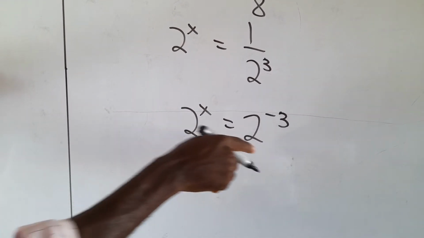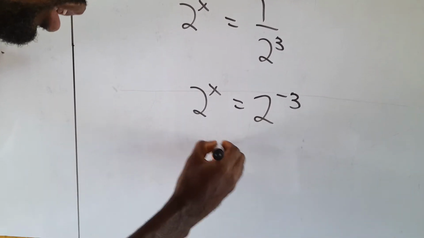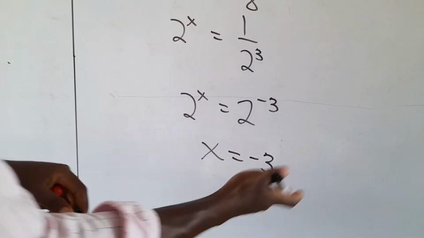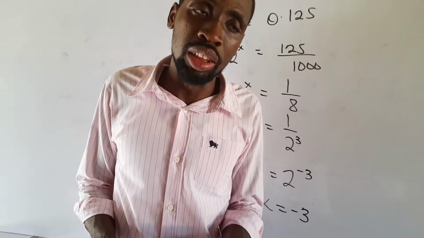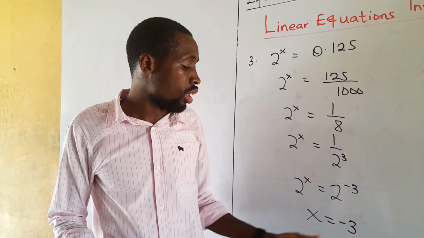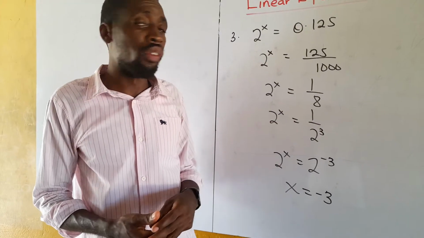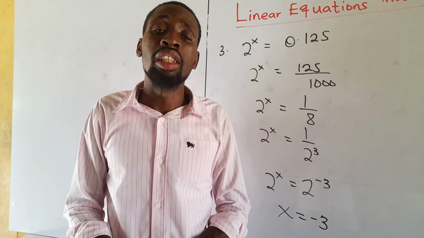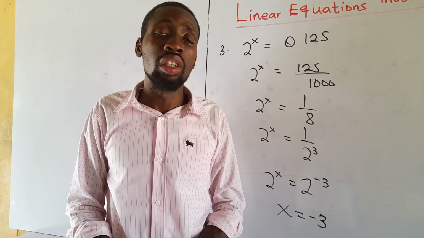Now since the bases are the same, we can equate the exponents. So our x is negative 3. I hope you had negative 3. If you got that, congratulations. If you have not, please go over the video and I know that you will get the concept. We'll solve some sample questions again so that you get the concept.